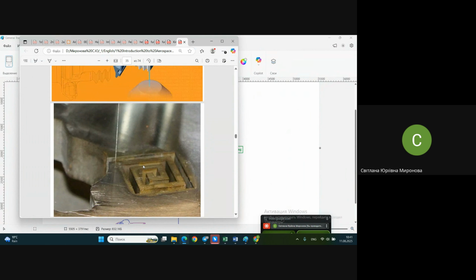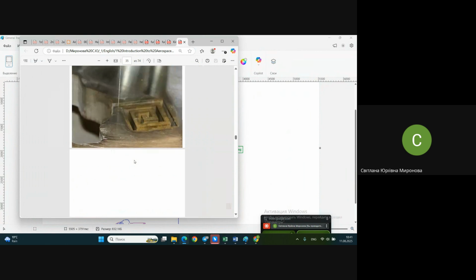And here you see an example of a real maze made by wire EDM. You see the wire itself is visible like a thin beam of light.